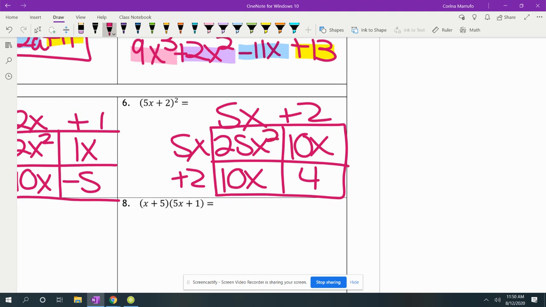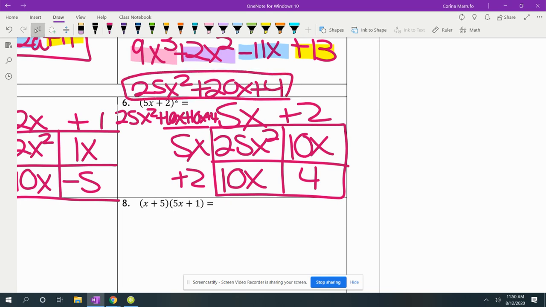All right, so let's go ahead and write it out. I didn't leave myself enough room, but 25x squared plus 10x plus 10x plus 4. And then we're going to go ahead and combine our like terms. So the 10x's, 10x plus 10x gives us 20x. I'm going to write it up here just because I ran out of room. So 25x squared plus 20x plus 4.